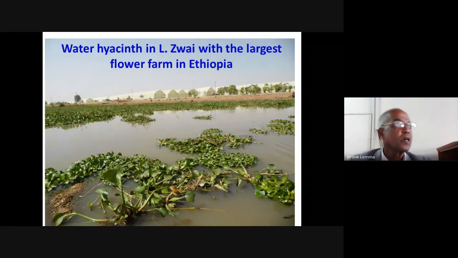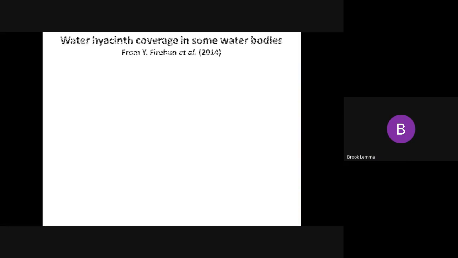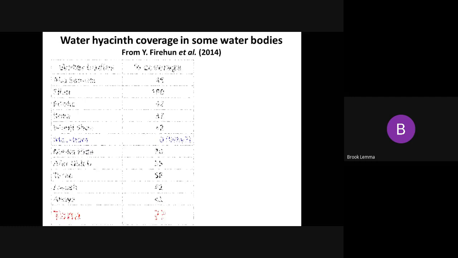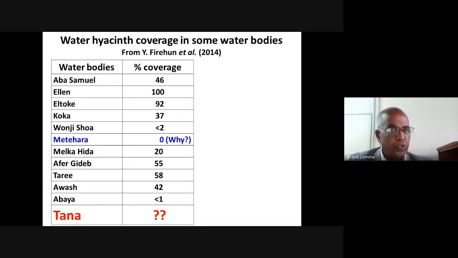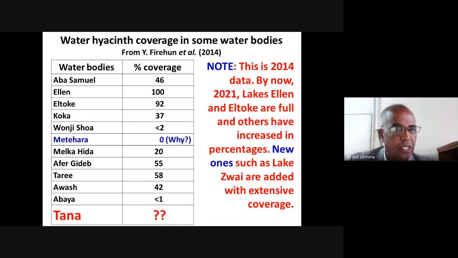It is not so much controlled. The plant, crop, water, and soil relationship has not been studied and recommended. So farmers just collect fertilizers and apply. And so I'm not only blaming the flower farms. So water hyacinth coverage in some Ethiopian waters appears to be in these percentages. I haven't seen exactly the amount at Tana.